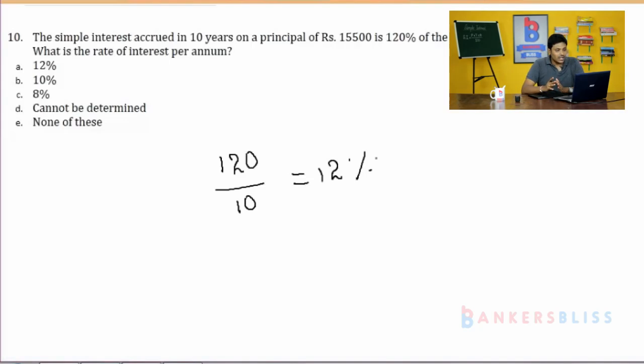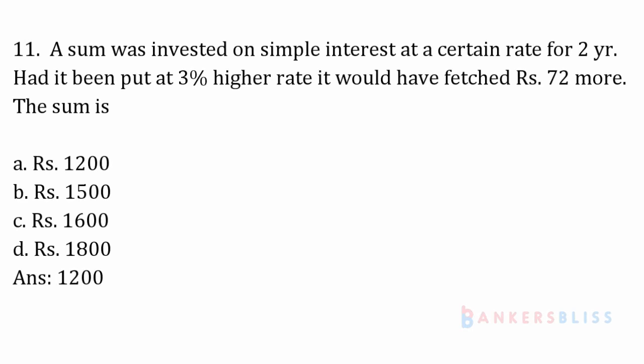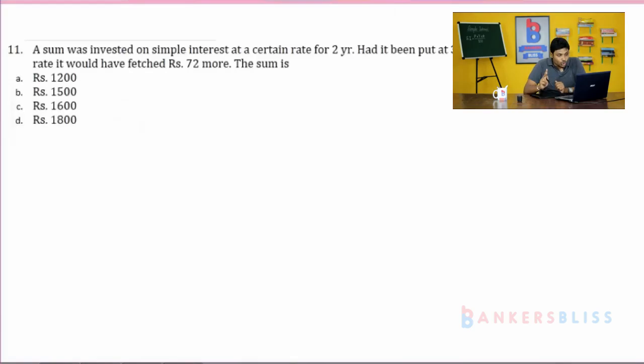Okay, so let us go for the next question. Problem number 11. A sum was invested on simple interest at a certain rate for 2 years. Had it been put at 3% higher rate, it would have fetched 72 rupees more. See here, for 2 years it is getting 72 rupees more if he has invested at 3% higher. Okay, so 72 rupees more.